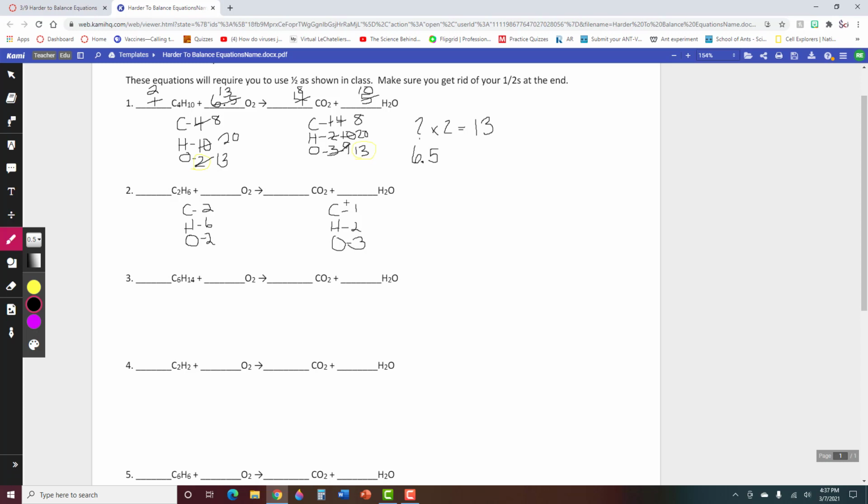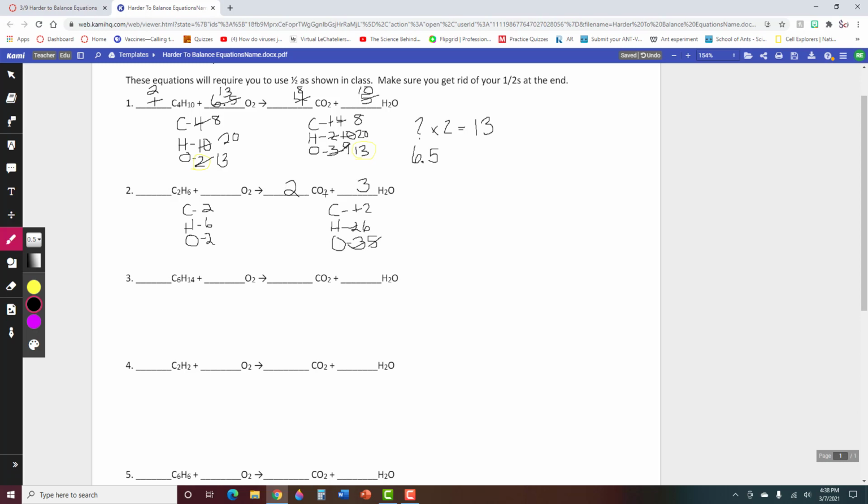So start with C's, because leave H's and O's for last. So I'm going to put a 2 here. This is going to give me a 2. That's going to change my O's as well. So now I have 4 plus 2 here, which gives me 5 instead of 3. And then my H's, so I have 6 over here. So then I can put a 3 here to make sure I get that 6. And that's going to change my O's one more time.